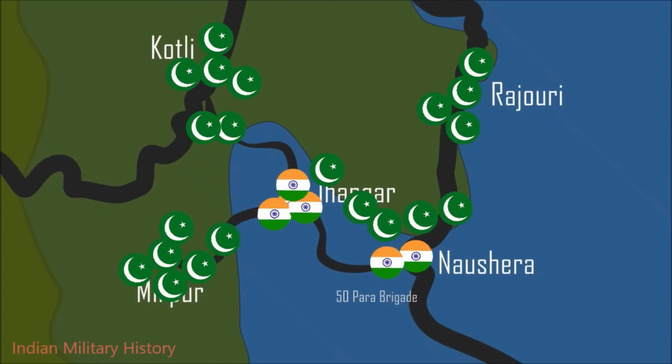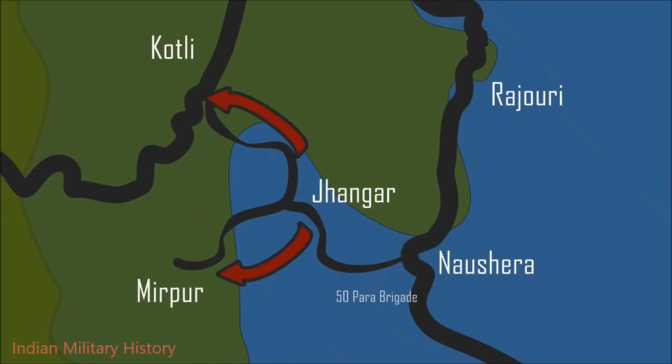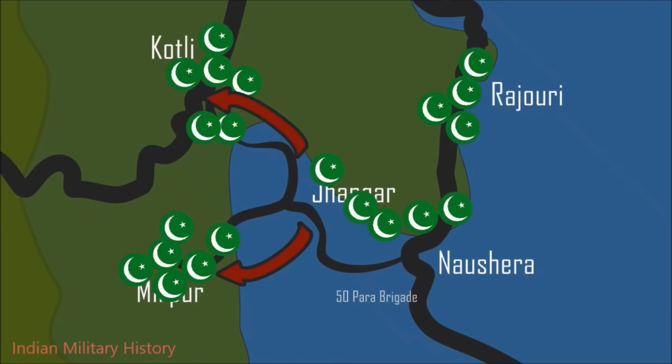Jhangar was a crucial town the Indian side had captured because this was the town that connected Mirpur and Kotli, both towns currently under enemy control. For the enemy, not having control of this town meant they could not communicate or reinforce each other in case of attack on either of them. Strategically, it was crucial for the enemy to have control of Jhangar.